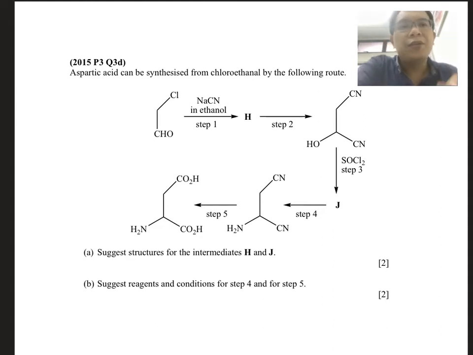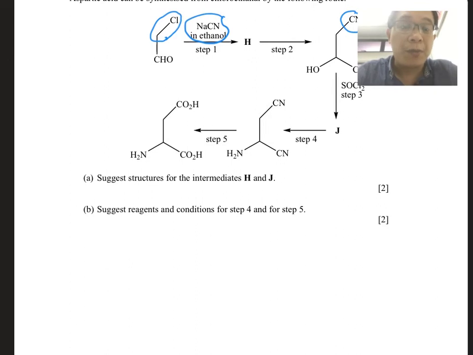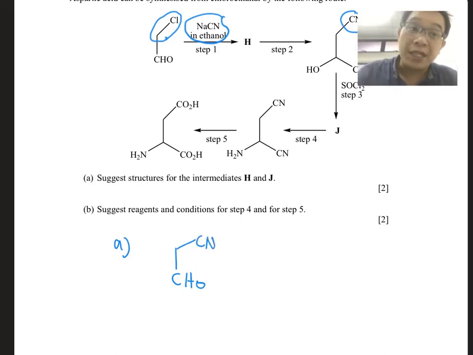First thing first, I notice that I have a CCl. What do you notice about the CCl? The CCl becomes a CN group. This is a step-up reaction. Whenever you see a reagent and condition like that, they are going to do a nucleophilic substitution, using the CN, which is a nucleophile, to attack the carbon and kick out the Cl. So I can immediately deduce what compound H is likely to be. I'm going to draw compound H. This is how it looks like, CHO, followed by the CN group. So we are done with H.